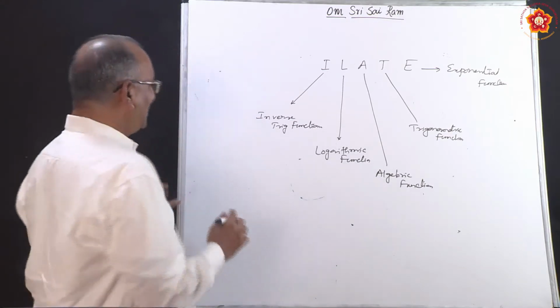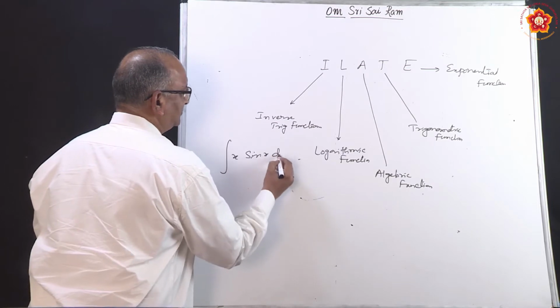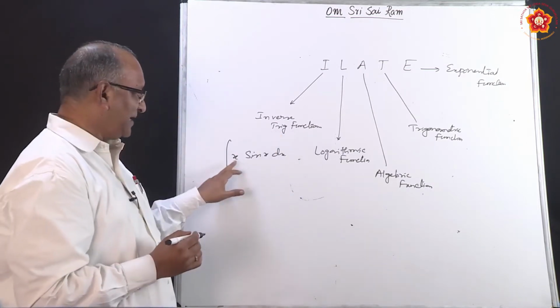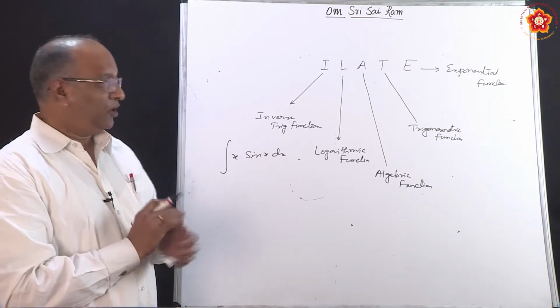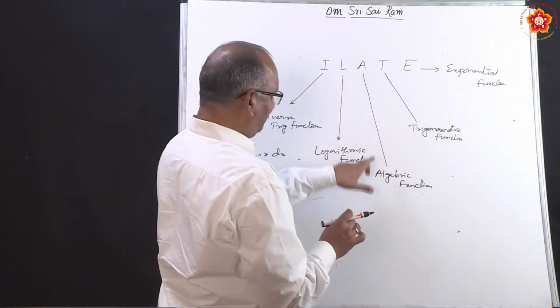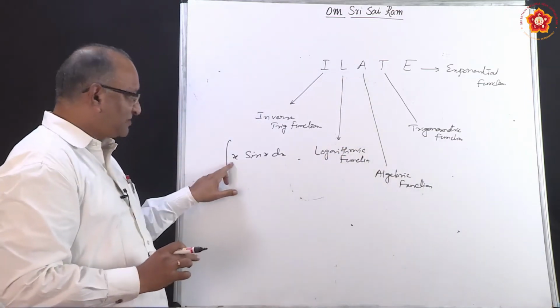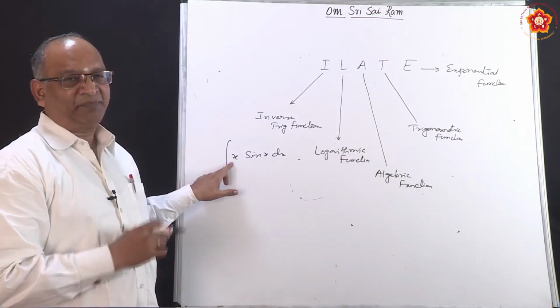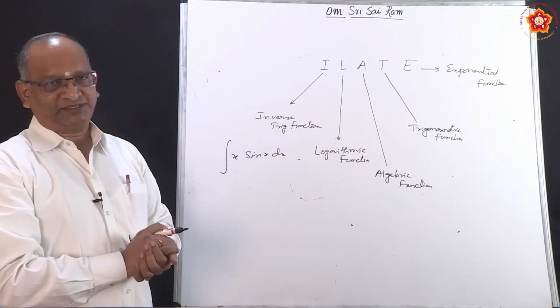Take for example, let us say we have integration of x sin x. So, we have two functions here, one is an algebraic function, another is a trigonometric function. So, algebraic function is third in place, trigonometric function is fourth in place. So, x will be taken as first function because algebraic function comes before trigonometric functions.